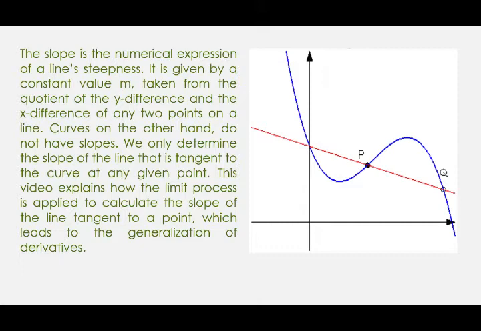Curves, on the other hand, do not have slopes. We only determine the slope of the line that is tangent to the curve at any given point. This video explains how the limit process is applied to calculate the slope of the line tangent to a point, which leads to the generalization of derivatives.